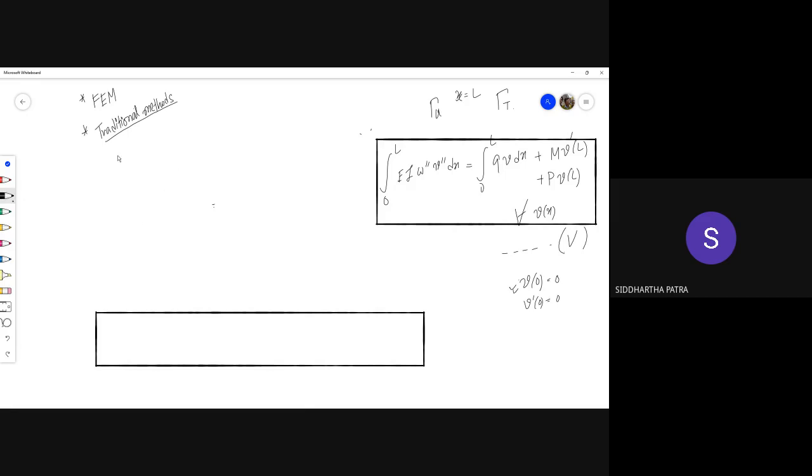So the first one that we try today is the Rayleigh-Ritz method.